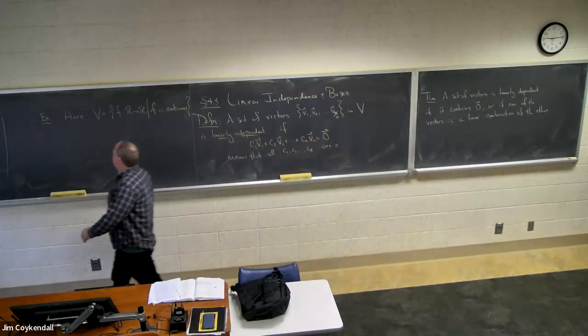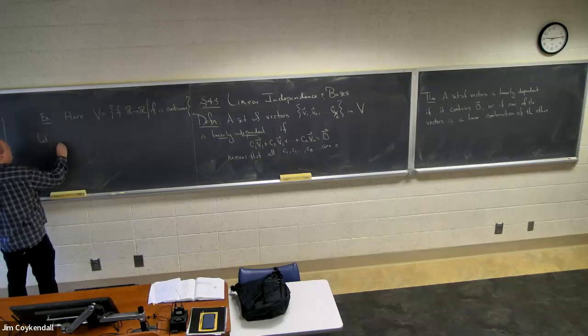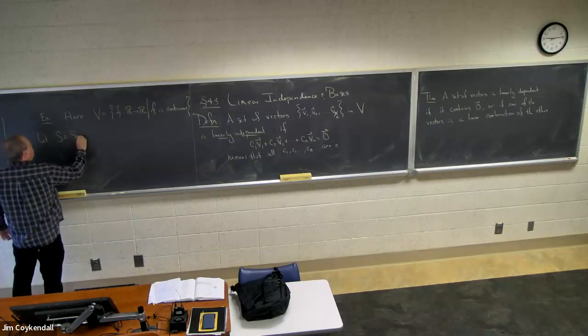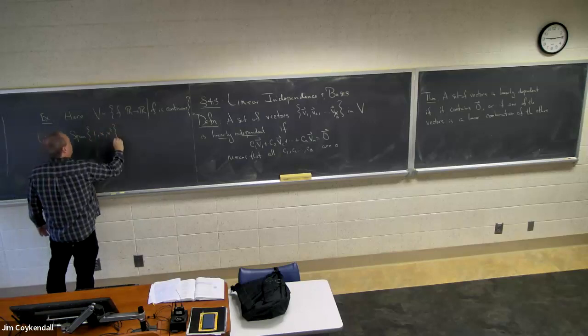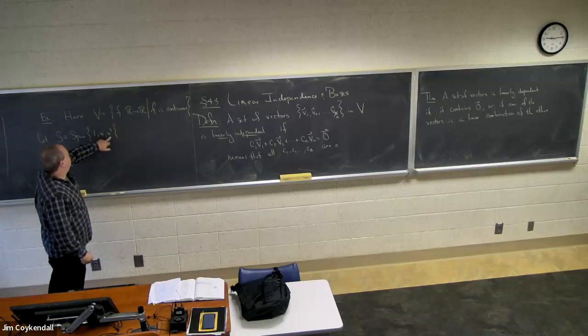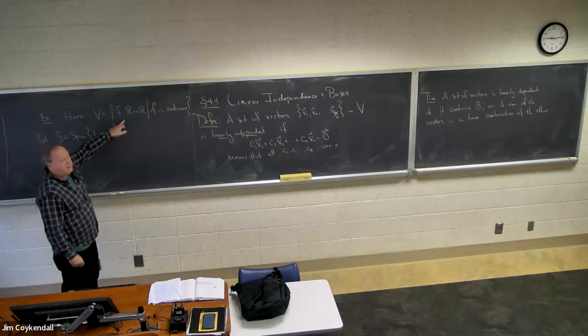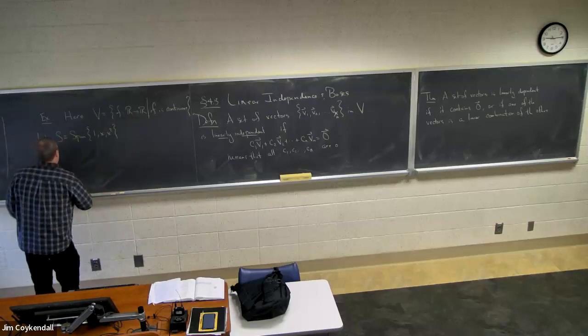Let me look at some subspaces. Let S be the span of 1, x, x squared. I claim that these three elements here are linearly independent elements in here. Right? Let me prove it.